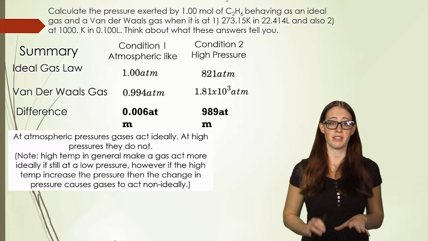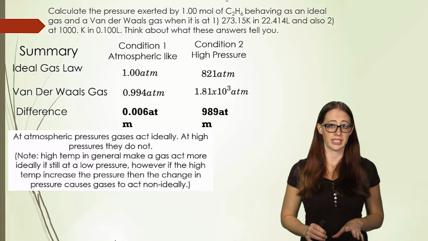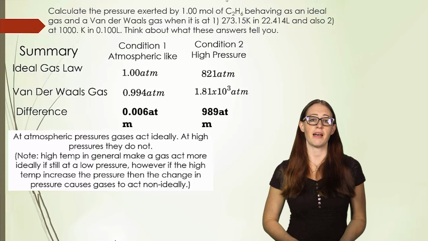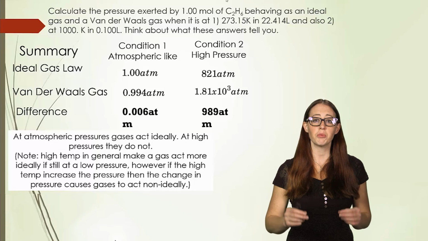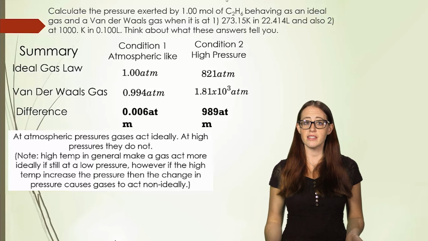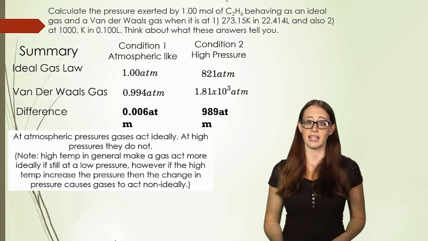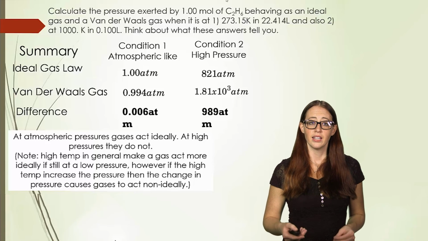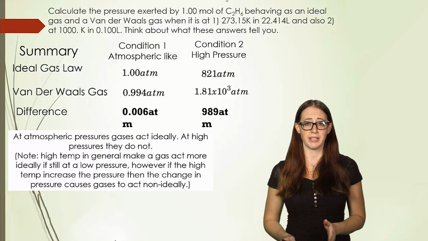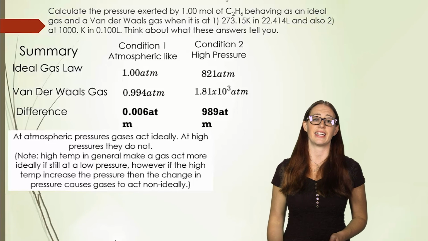So now to wrap this up, let's look at our 4 answers together. In condition 1, we were at atmospheric conditions, and we have almost the same answer for our ideal and van der Waals equation. This is something that it would be reasonable to treat as an ideal gas. Now, if we increase the pressure, our answers become very, very different because our gas is not acting ideally anymore.